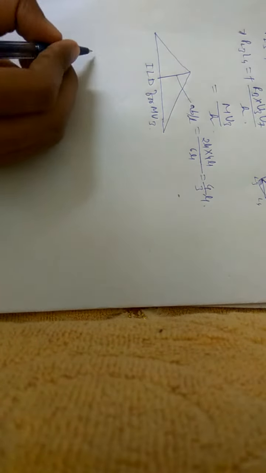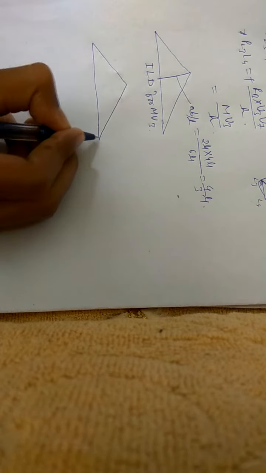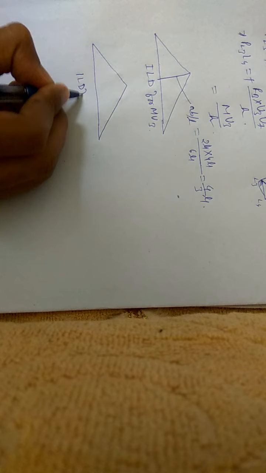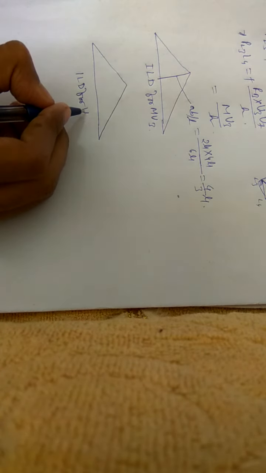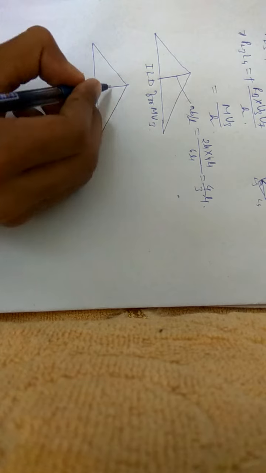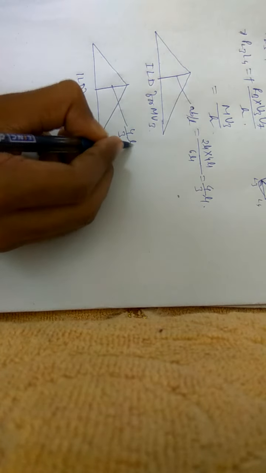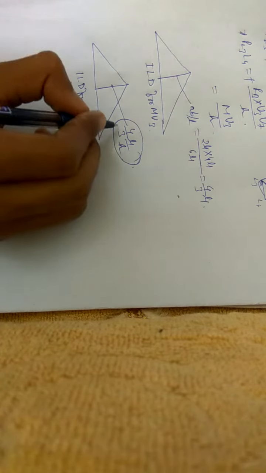And if we draw the ILD for L3 L4, then it will be 4 by 3 L1 by its. Now this value is positive, so it is positive.